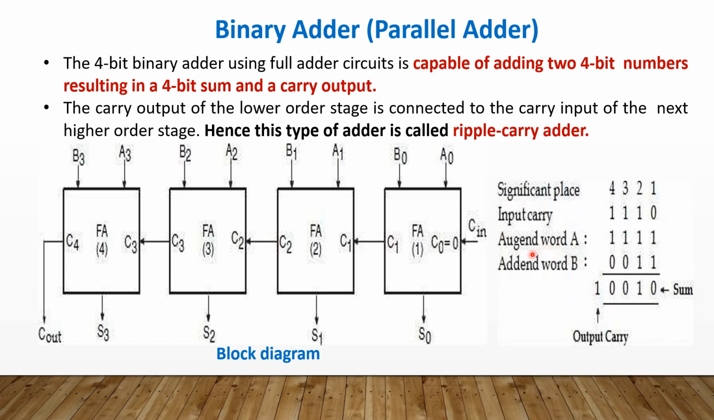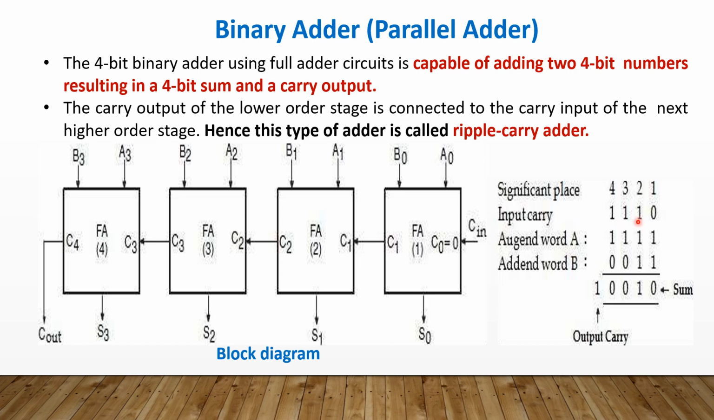Consider word A, which has the 4 bits 1, 1, 1, 1, and word B, which has the 4-bit value 0, 0, 1, 1. So we are going to add A with B. This is a normal addition done manually. 1 plus 1 is actually 1, 0. So 0 is the sum and 1 is the carry. This is the carry into the next higher order stage.